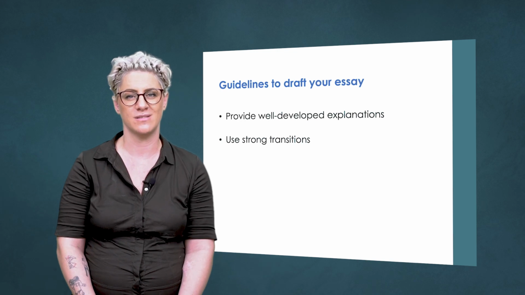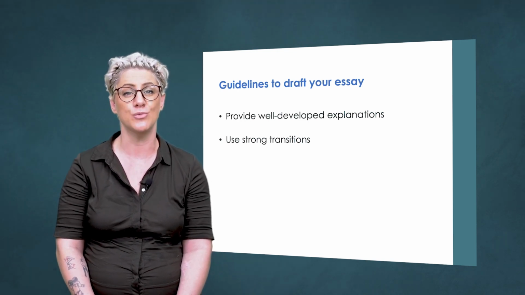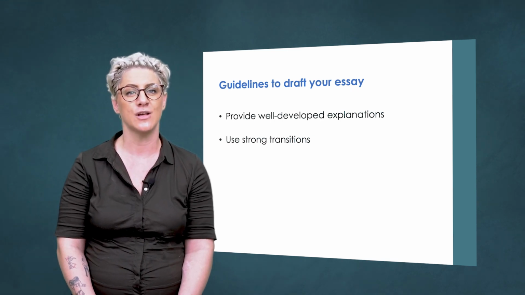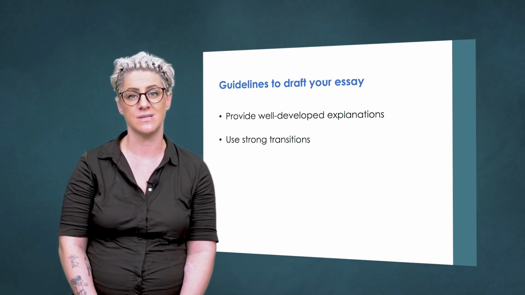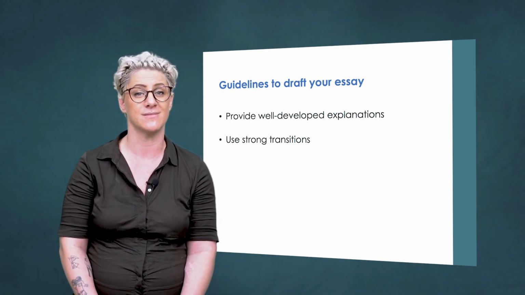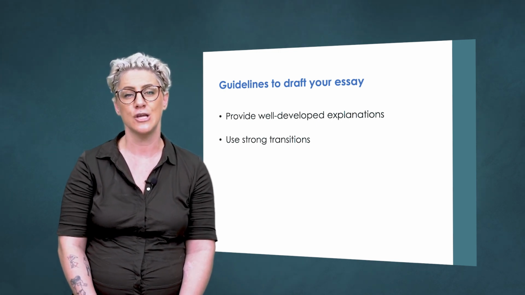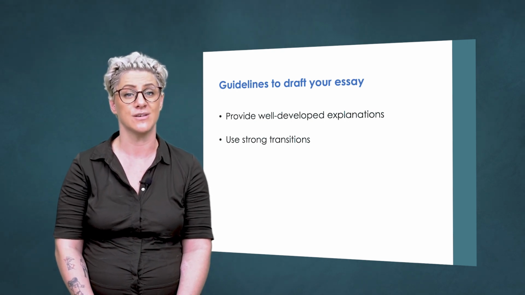Use strong transitions. Make sure you use a transition each time you move from an explanation of one cause or effect to an explanation of another. When you move from discussing causes to discussing effects or vice versa, or when you shift to a different pattern of development, use a strong transitional sentence to alert your readers to the shift.